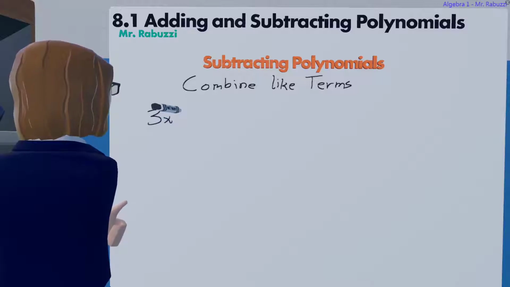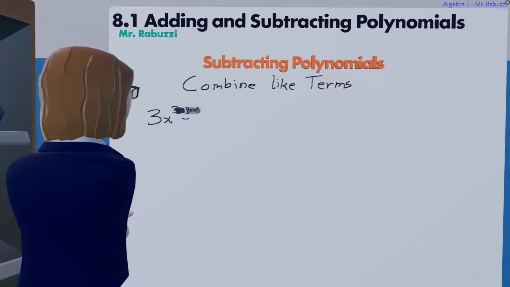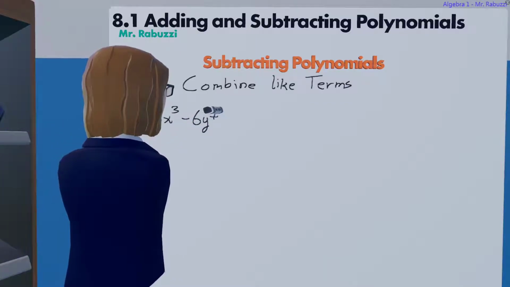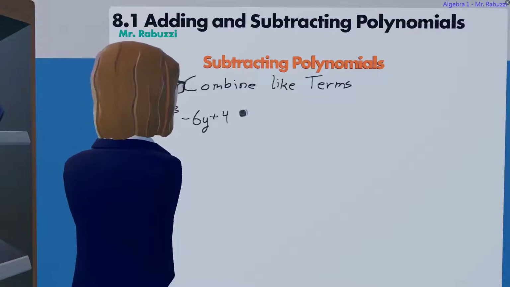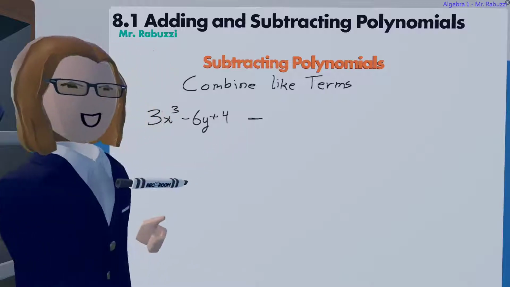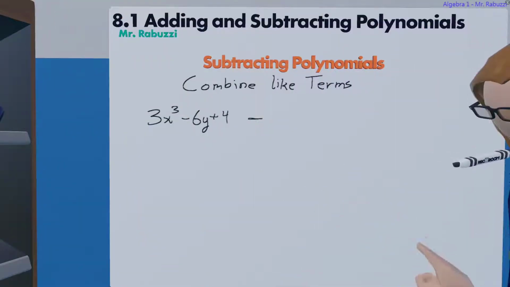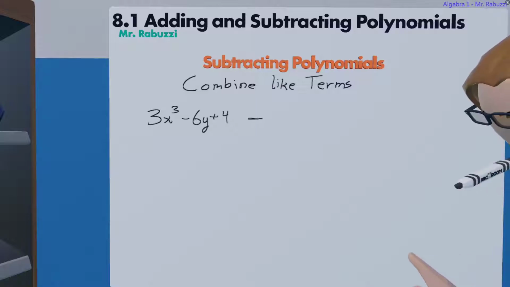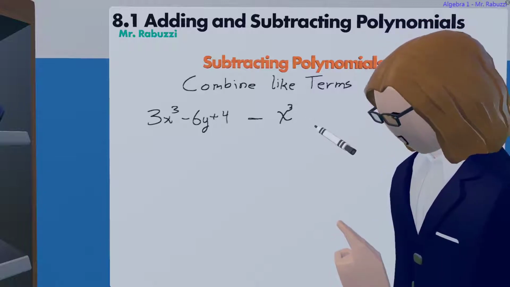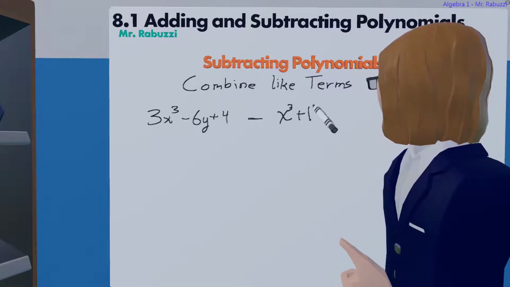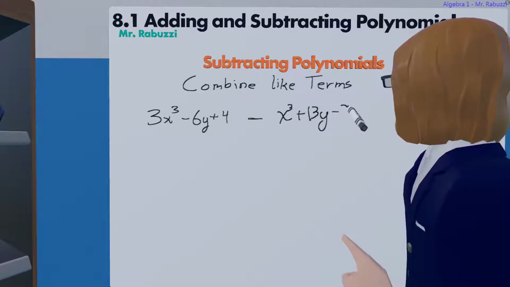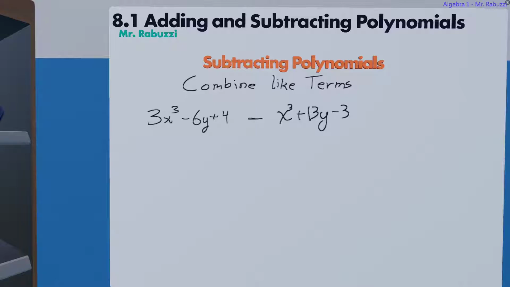3x to the third minus 6y plus 4 minus, so that's the difference this time. Now we're subtracting the two polynomials. That's important. Minus, then the other one was x cubed plus 13y minus 3. Okay, so here's what we do.